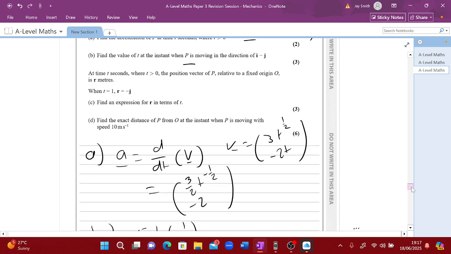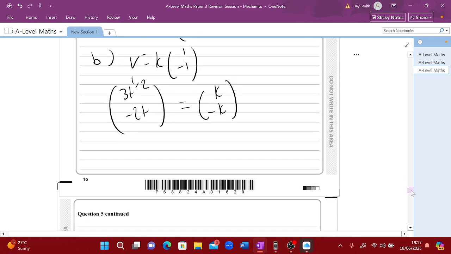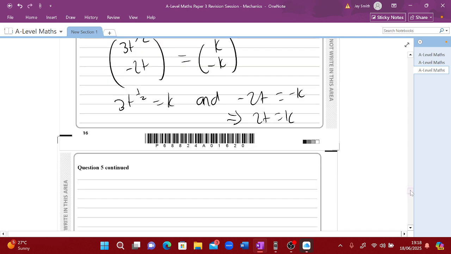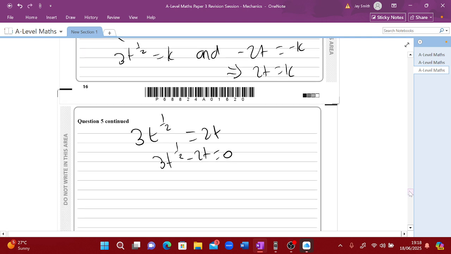So essentially, this is now simultaneous equations to solve for t. Then 3t to the half is firstly k, and minus 2t is minus k. If you just flip the negative, that says 2t is equal to k if you divide by minus 1. Well, that's an expression for k. So then we can substitute k into the other equation to get 3t to the half is equal to 2t. So then 3t to the half minus 2t is 0. Now we can solve this.